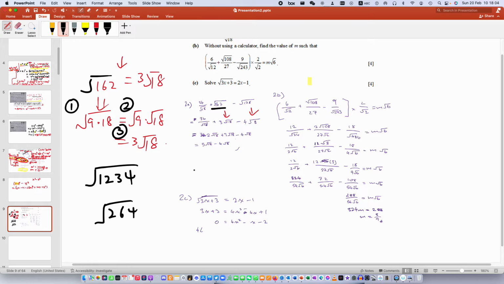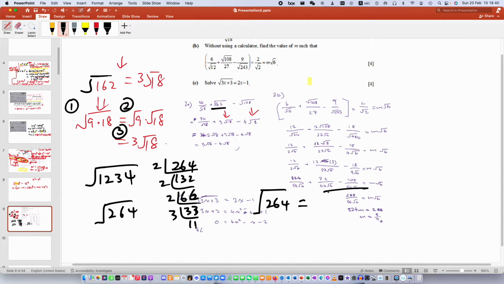First thing first, you should show your prime factorization. So you divide by 2, 132. Divide by 2, 66. Divide by 2, 33. So 3, 11. Okay, double check. Good. So your 264, if you square root it, you are going to end up with 2 to the power 3, 3 times 11. So can you square root this? You cannot.